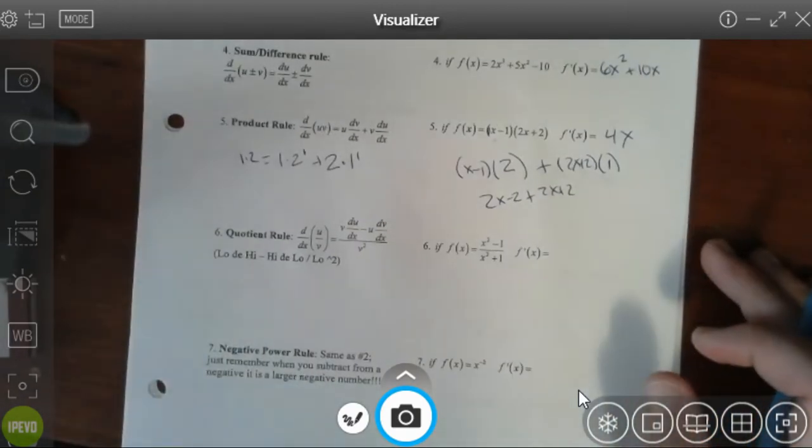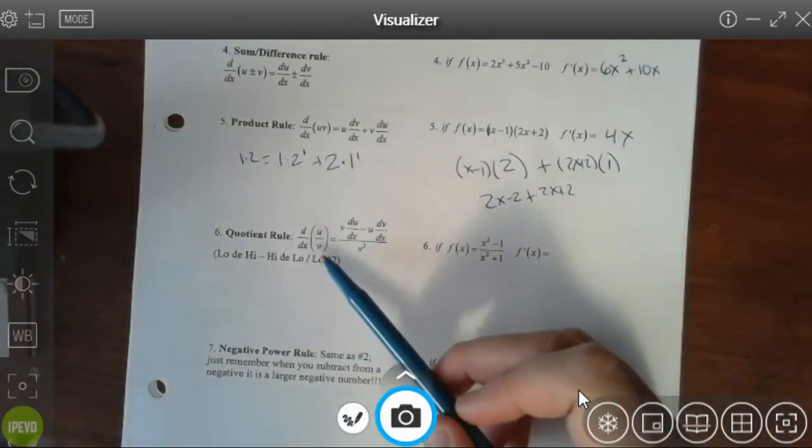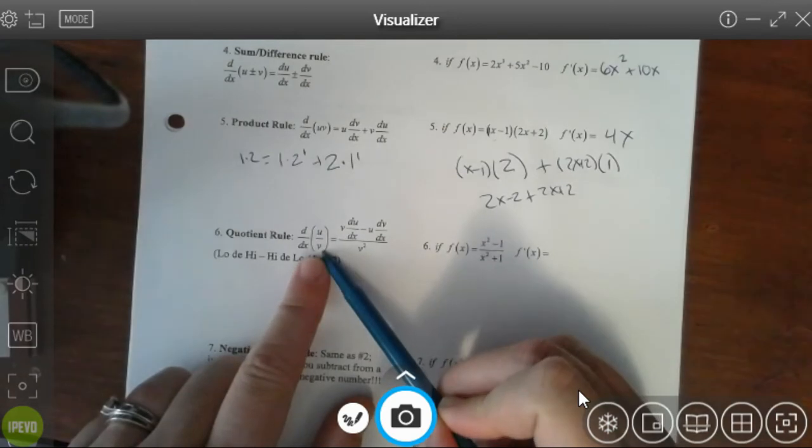All right, so now the quotient rule. The quotient rule says that you're going to have, so this is the bottom, the v is the bottom, and the u is the top.